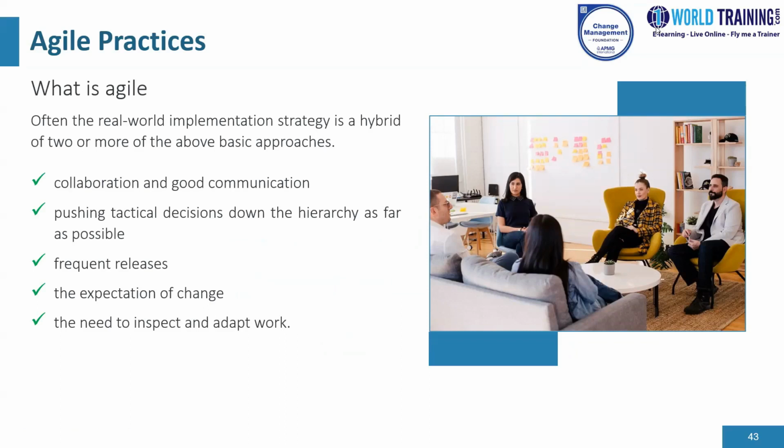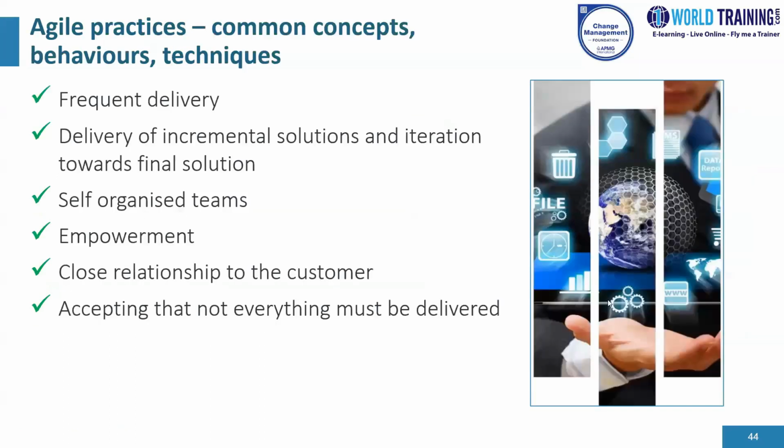Essentially, being Agile is about collaboration and good communication, pushing tactical decisions down the hierarchy as far as possible, frequent releases, the expectation of change, and the need to inspect and adapt work. Now, let's look into some of the common concepts, behaviors, and techniques in the world of Agile.